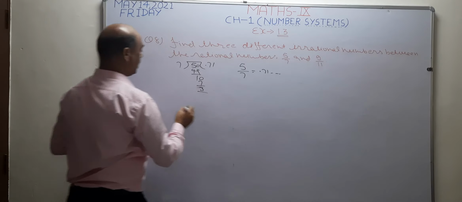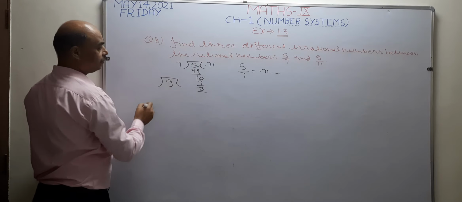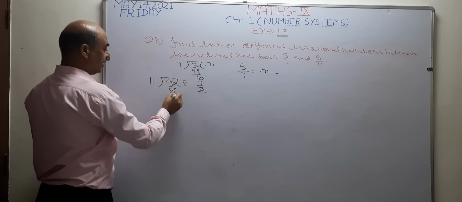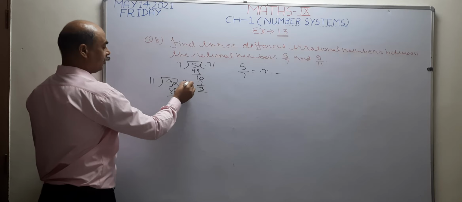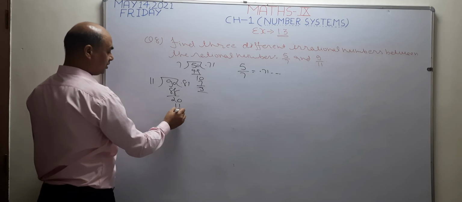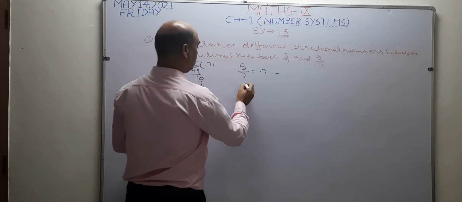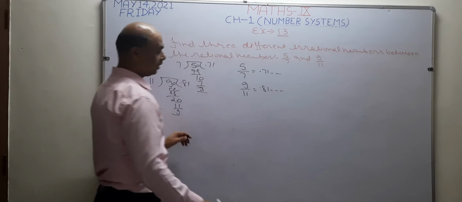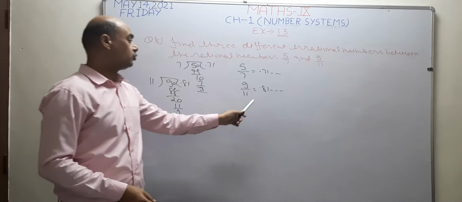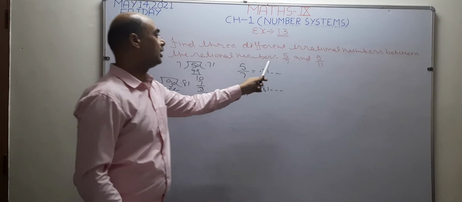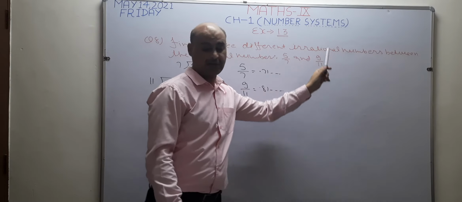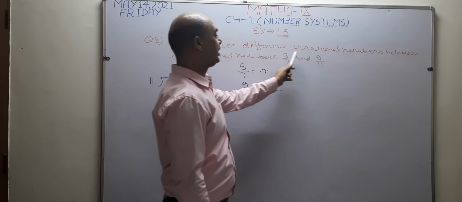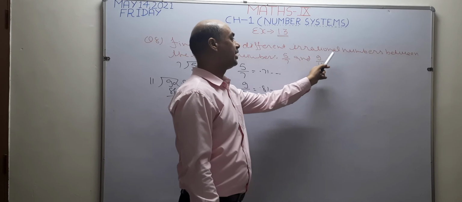Now I want to divide 9 by 11. After taking the decimal, 0 is allowed. 11 8s are 88. What is left? 2. 0 is there. 11 1s are 11. What is left? 9. Now this 9 by 11 can be written as 0.81 and so on. Why do I convert these two into decimals? Because an irrational number is represented by a non-terminating and non-repeating decimal. If the number is a non-terminating and non-repeating decimal number, that type of number is known as irrational number.